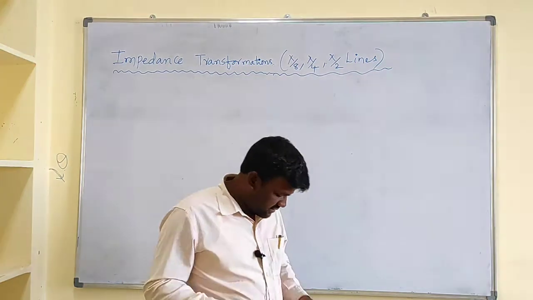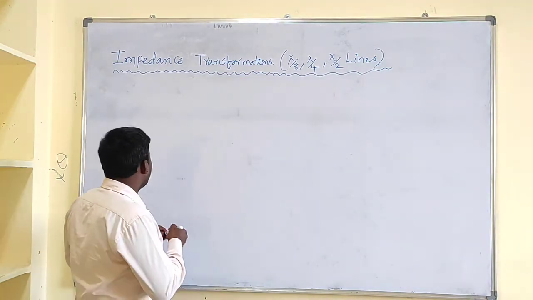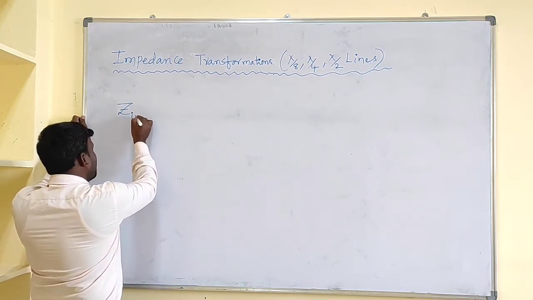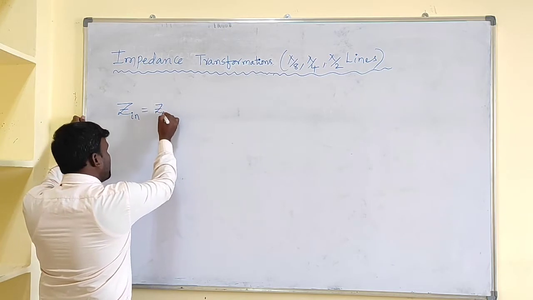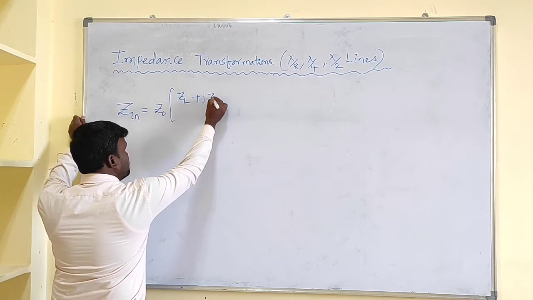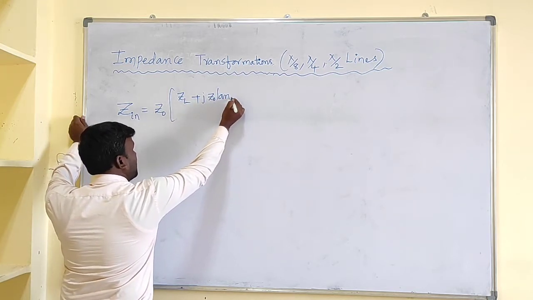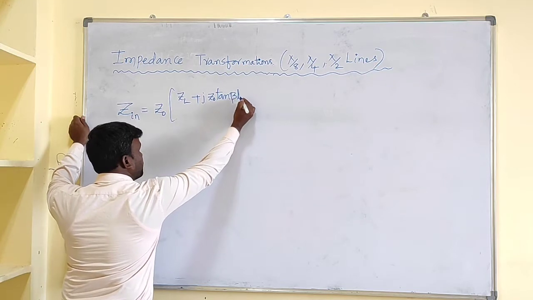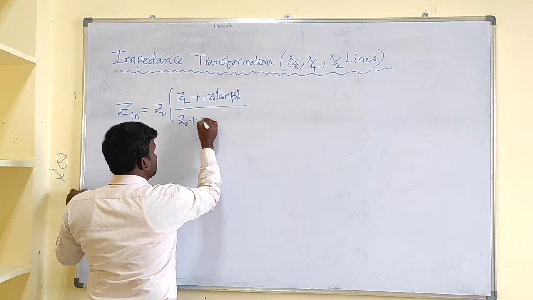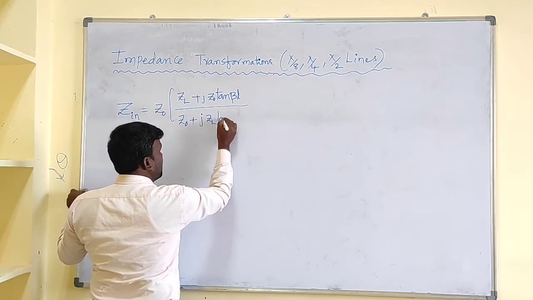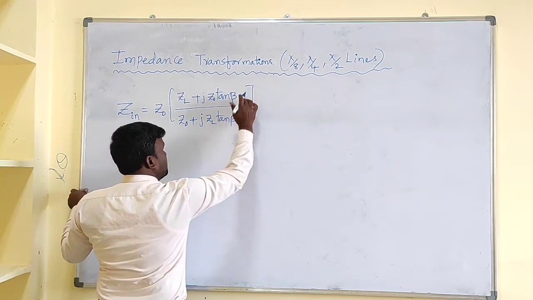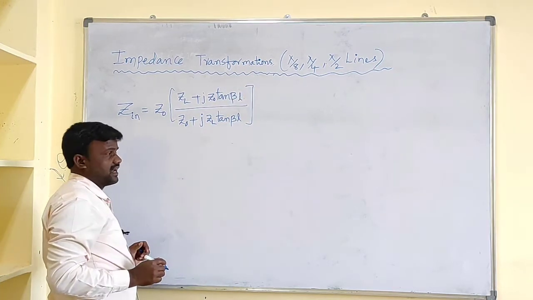Impedance transformations. In the last class, we derived the input impedance for a lossless transmission line as Zin equal to Z0 into ZL plus jZ0 tan(beta L) divided by Z0 plus jZL tan(beta L). In the last class, we derived the input impedance of the lossless transmission line like this.